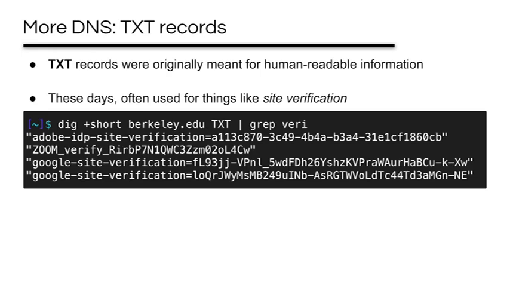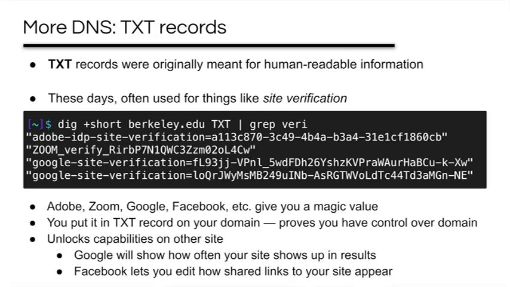So if we look at some of Berkeley's text records, you'll see several which mention verification. And the idea here is basically that some company like Adobe or Zoom or Google or Facebook gives you some magic value, and you put that in a text record on your domain. And then that proves that you have control over the domain, because not just anybody should be able to modify your domain's DNS records. The other company then unlocks capabilities for you regarding your domain.